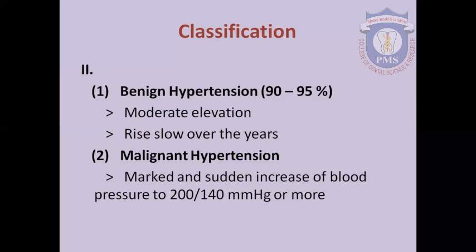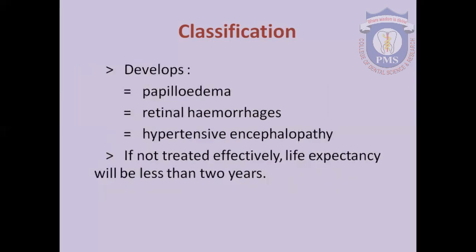Second one is malignant hypertension. There is a marked and sudden increase of blood pressure to 200/140 millimeters of mercury or more. Develops papilledema, retinal hemorrhages, hypertensive encephalopathy. If not treated effectively, life expectancy will be less than 2 years.